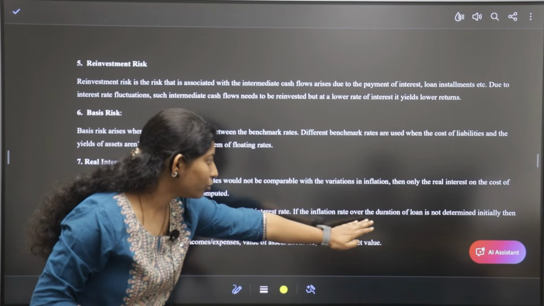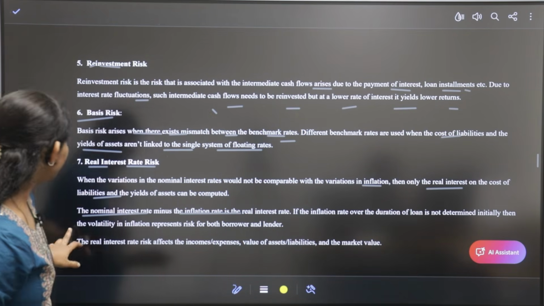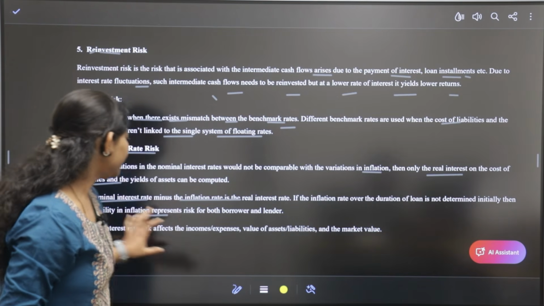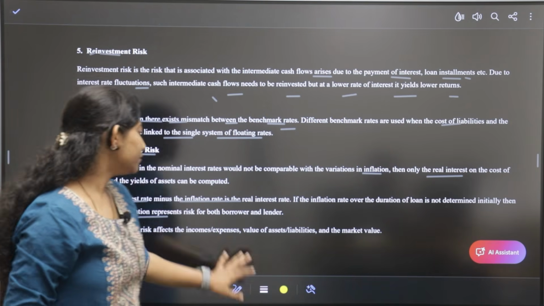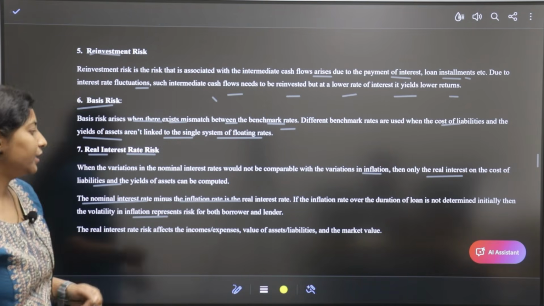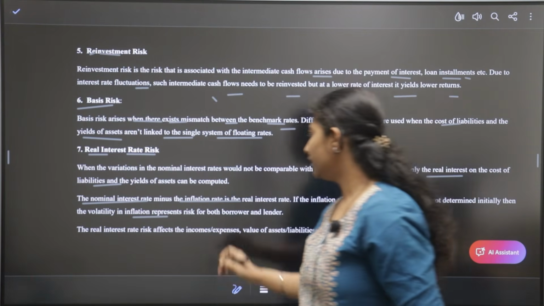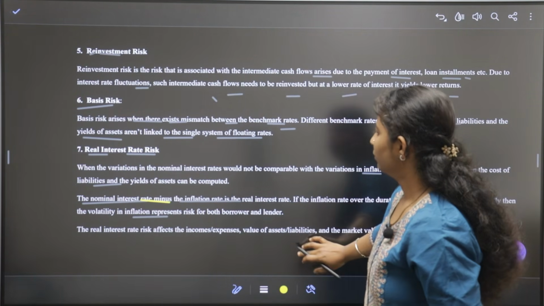If the inflation rate over the duration of the loan is not determined initially, then the volatility in inflation reflects on the interest for both borrowers and lenders. This will affect incomes and expenses, and the values of liabilities and assets in the market value. Very, very simple to understand. Remember the formula, that is the thing. So here we finish your second unit important questions.